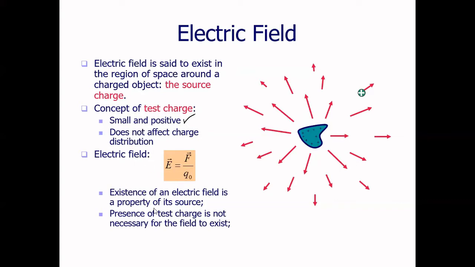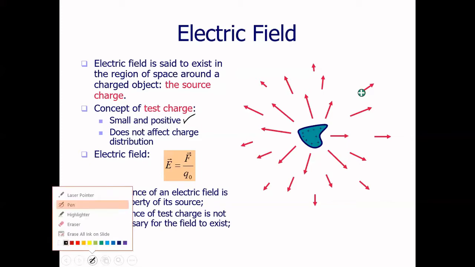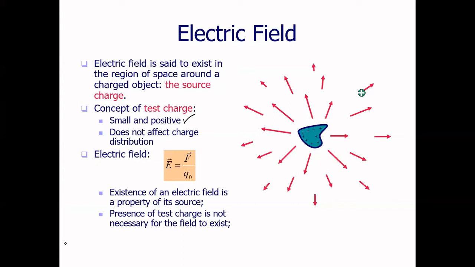Okay? Now, you see, I have used a very important term there. I said that the electric field is the force that would be exerted on a test charge. Now, it doesn't mean that in order for the electric field to be defined, there must always be a test charge. Okay, that's why we are using the word would. It means that the electric field is there even in the absence of the test charge.